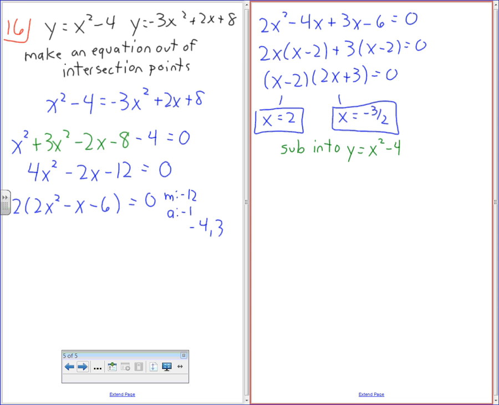So on the left, I'm going to go then. y equals 2 squared minus 4, so y equals 0. So this point is (2, 0). Here it's going to be y equals (-3/2) squared minus 4. Oh boy.